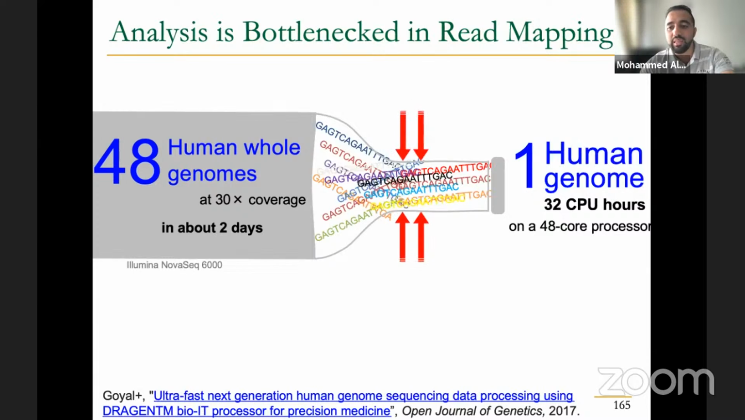However, when we look at current CPUs, we need 32 CPU hours for a single human genome to process such an amount. So you can see the wide gap between the performance of sequencing and the performance of the analysis. And the answer is simple. Why do we have such a gap? Because for sequencing we are using something customized, really sophisticated, specialized just to do sequencing. But for the analysis, we are using general purpose computers.